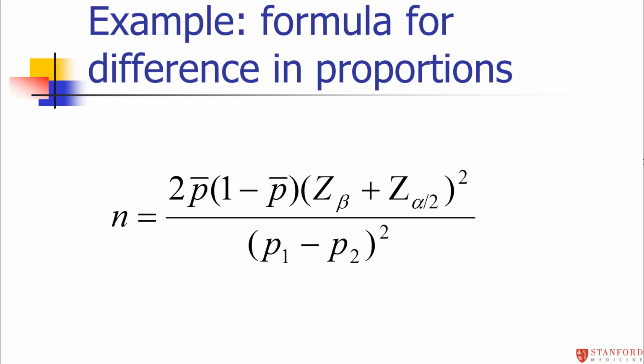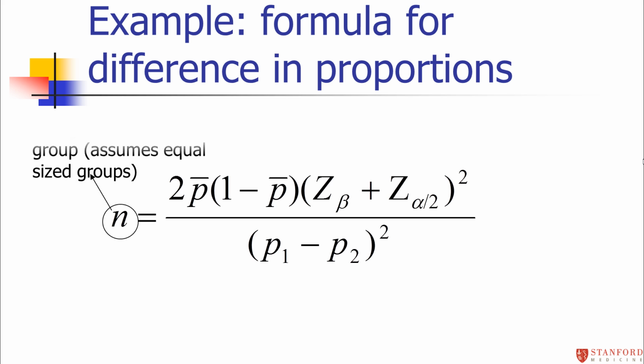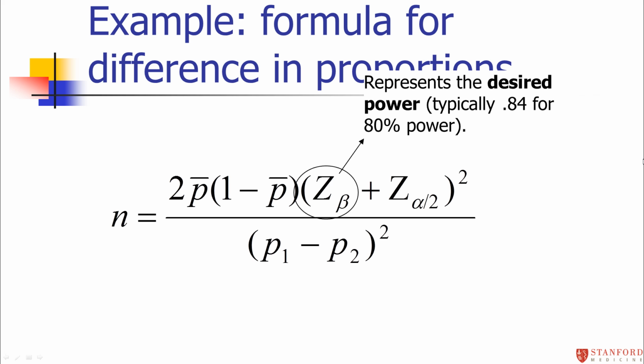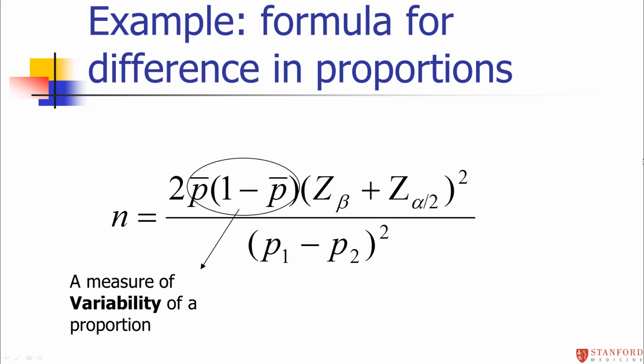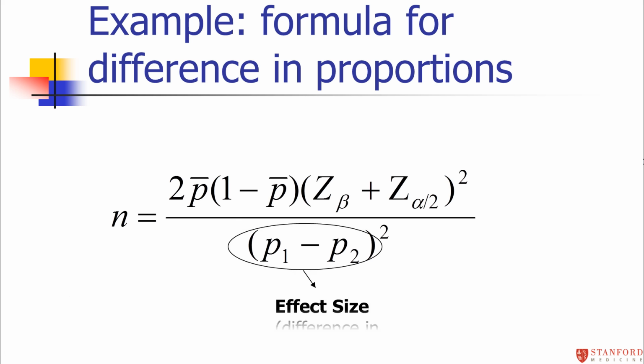The difference in proportions formula is almost identical. I'll just point it out here. Sample size, again, is related to more power. It's going to require more sample size. More stringent significance level is going to require more sample size. For proportions, the measure of variability, remember, is p times 1 minus p, so that's also in the numerator. And the effect size, the difference in proportions, is in the denominator. So exact same relationships.